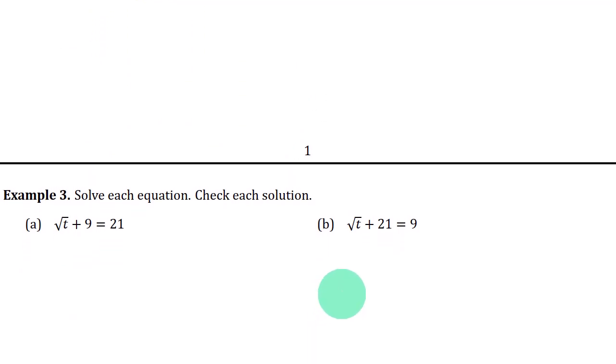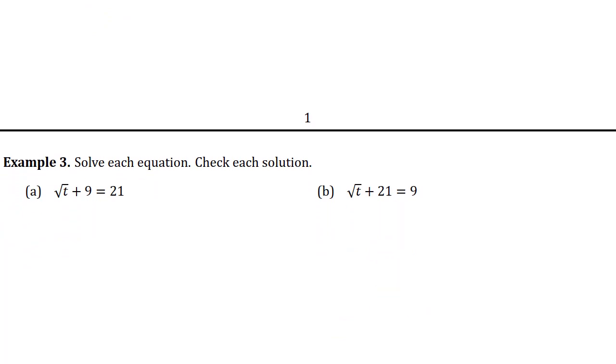Okay, let's do another example of solving equations. We've got the square root of t plus 9 equals 21. If you subtract 9 from both sides, to just get the square root of t by itself, we've got the square root of t equals 12.